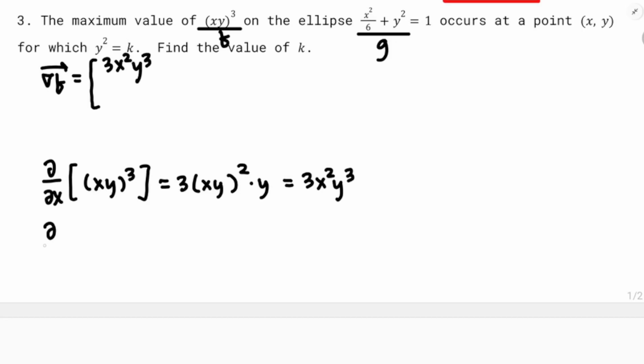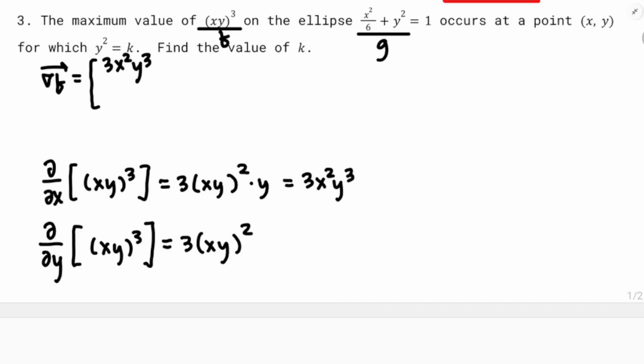Then if I take the partial derivative with respect to y of the same thing, it's going to be a very similar outcome. It's just that the derivative of the inside will be different. So 3 times this thing squared, and then the derivative of x times y with respect to y will just equal x. So I multiply by that for the chain rule, and that's where I'm going to get 3x to the 3 and y to the 2.